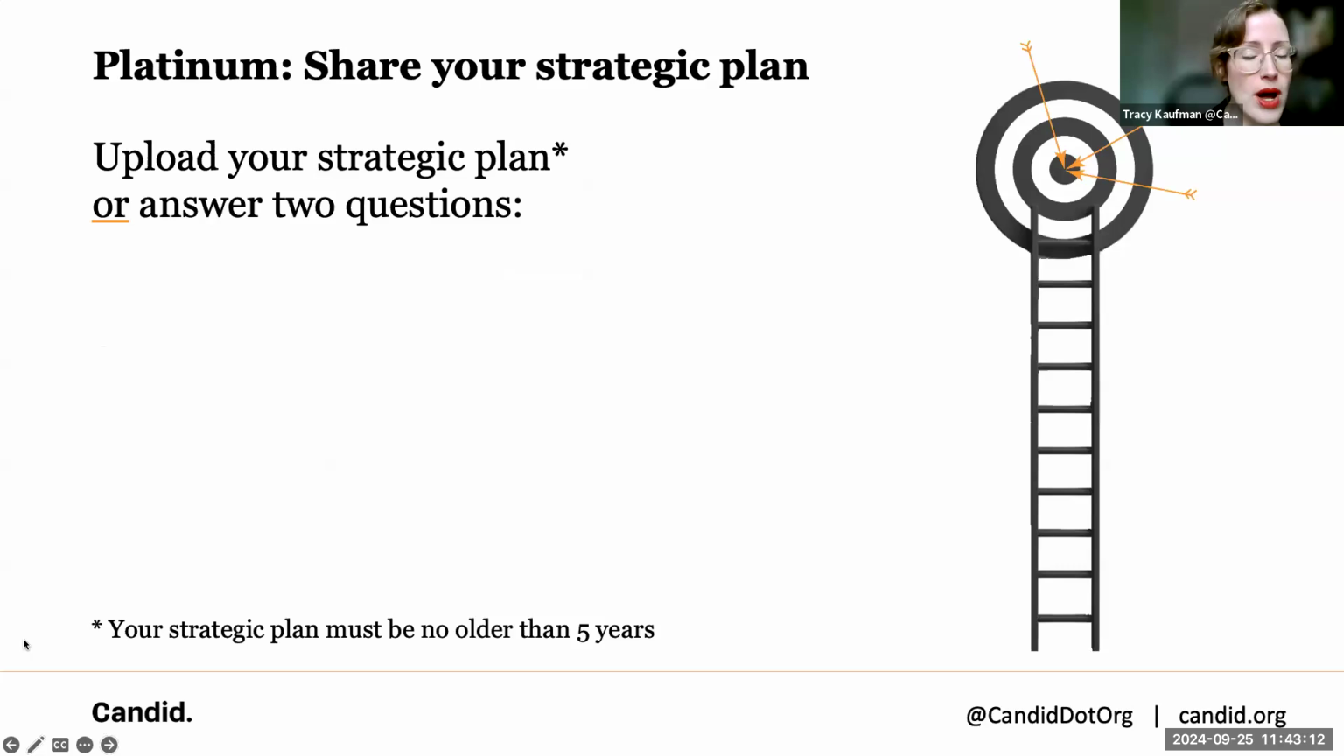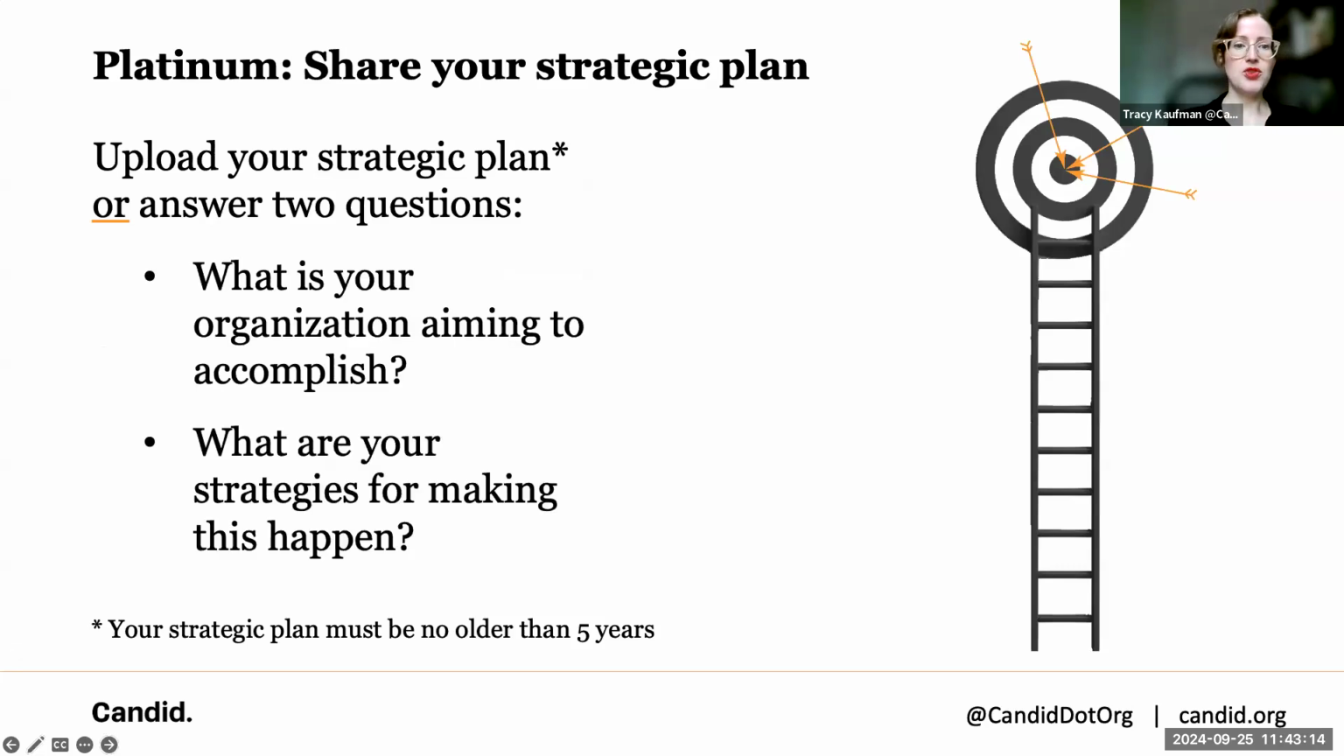All right. So if you want to get a platinum seal of transparency, you have two choices. If you have a recent strategic plan from the past 5 years, upload it. Easy. Platinum seal of transparency. Done. Or if you do not have a recent strategic plan to take a look at, you answer 2 questions. And they're very straightforward questions. What is your organization aiming to accomplish? And what are your strategies for making this happen?